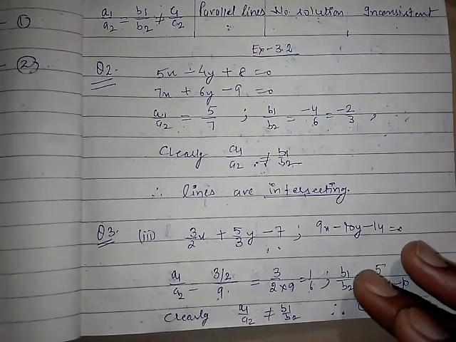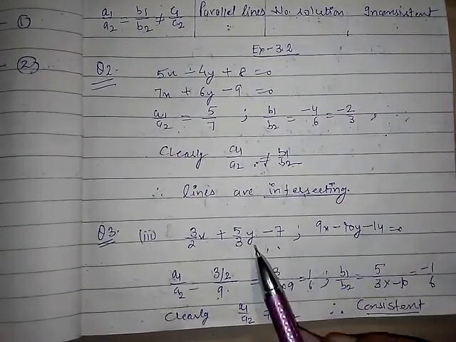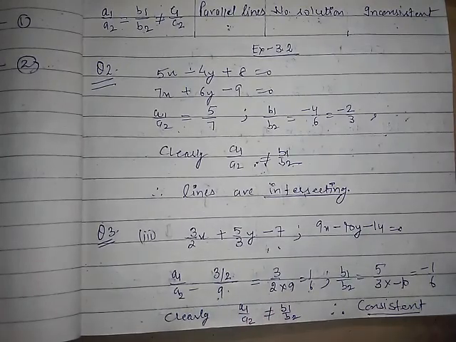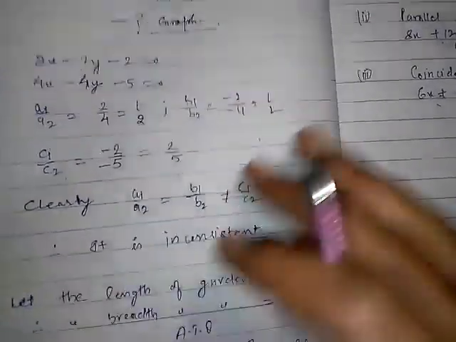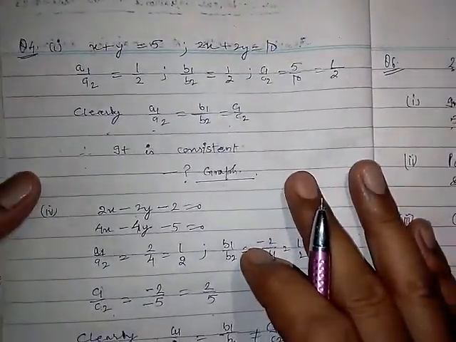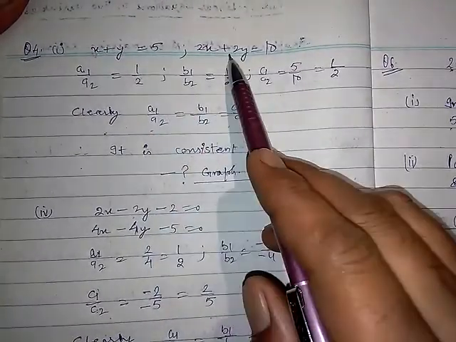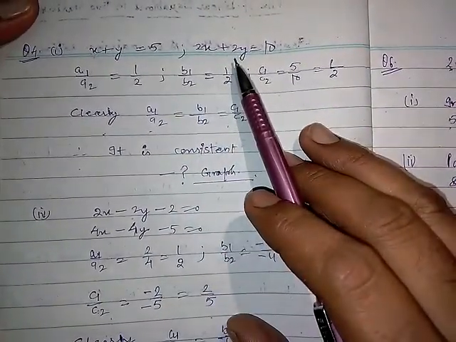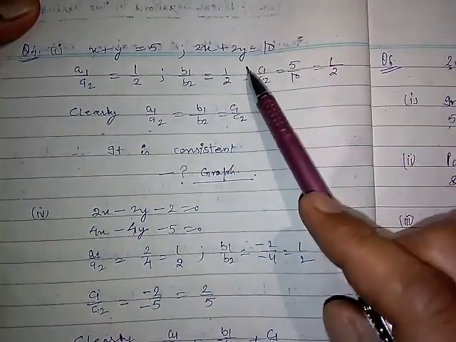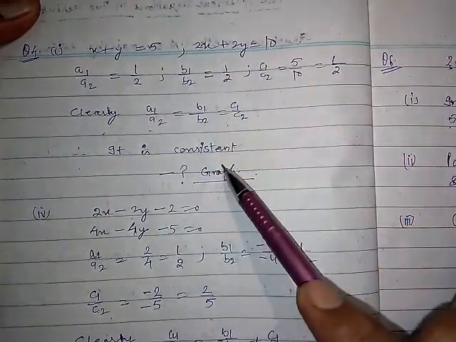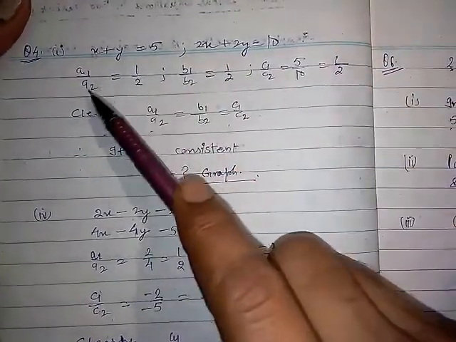So in this question number 3, 5 parts are there. One I have solved for you, the typical one. The rest you can try yourself. Then come to question number 4. In question number 4, we have to tell whether the given system of equations is consistent or inconsistent. And after that they are saying if it is consistent, then find the solution graphically, otherwise leave it. Clear? So let's start with the first part.